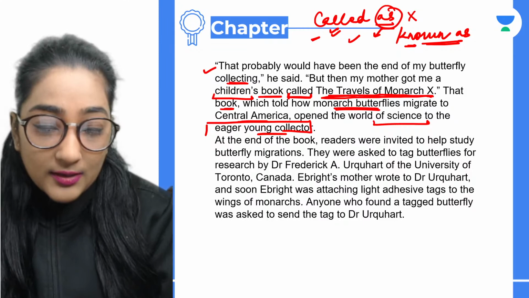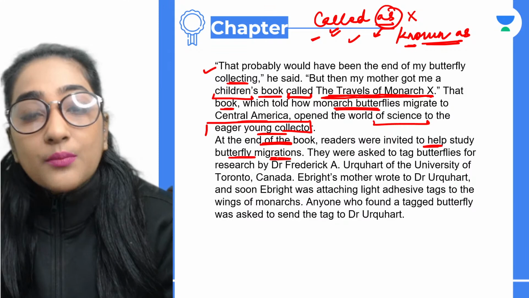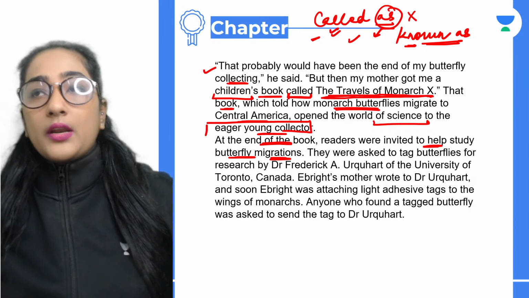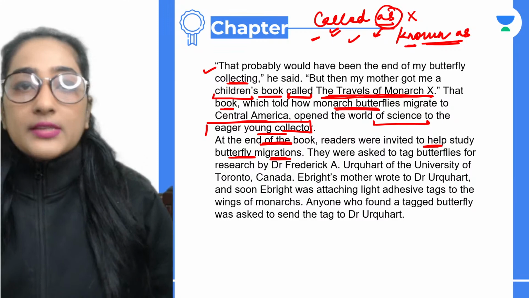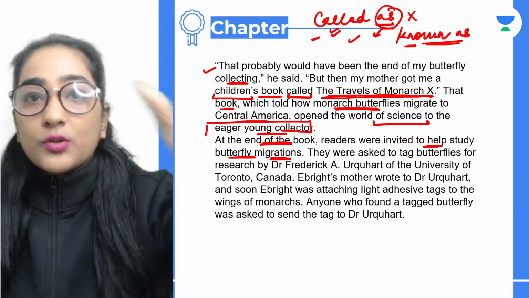Okay, is that clear? So at the end of the book, when he was done with the book, what was written at the end of the book? Readers were invited to help study butterfly migrations, which is a very amazing thing. You know, at the end of the book that was being given to him, all the readers were being invited. You know, there are certain books wherein when a book is published, everybody has got different opinions. For example, a book that I am reading right now, I may have a different opinion. You may have a different opinion about any ending. Even when we watch movies, right? Like you may say, wo to paglo ki tarah act kar raha tha. He could have behaved more bravely, right? So we have our own opinion.